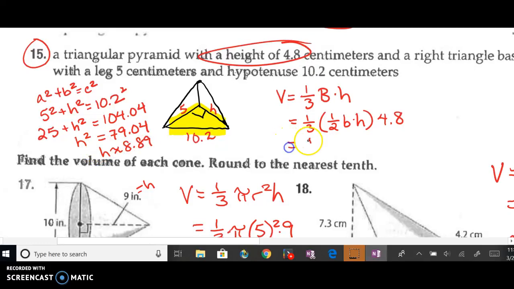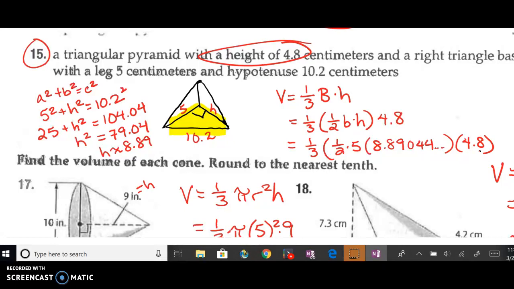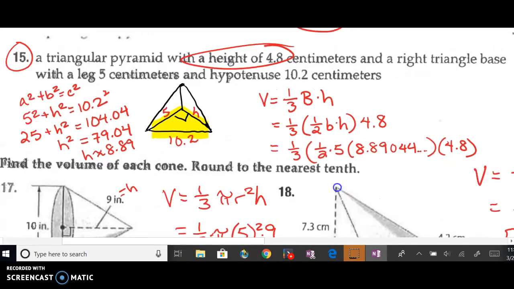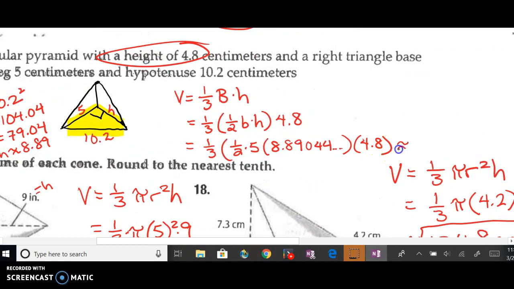So let's plug it in. 1/3 times 1/2 times the base of my triangle, which is 5, times 8.89044. Make sure you use all those decimals in your calculator. Times the height of the pyramid, which is 4.8. And that comes out to be 35.56 for your volume. And that was centimeters cubed.